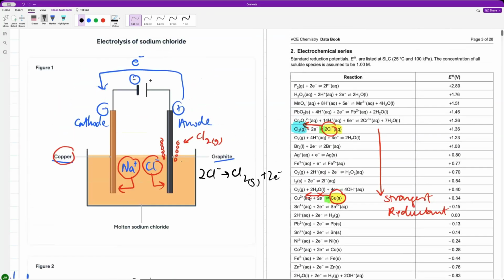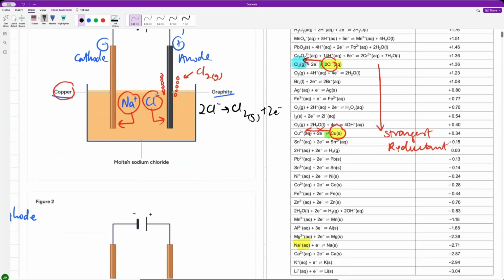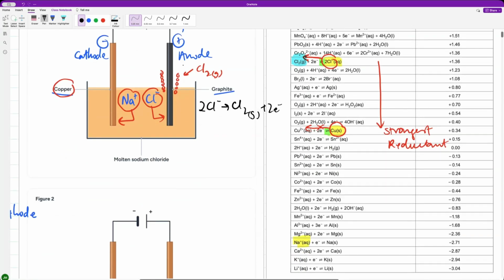circuit to the cathode. And at the cathode, we have got the strongest oxidant now, and there's only one oxidant available at the cathode. That's our sodium ions. Okay, this is the strongest oxidant. Remember, oxidants will undergo reduction. Now, we did just produce something stronger. As you go up the series, you get stronger, actually.